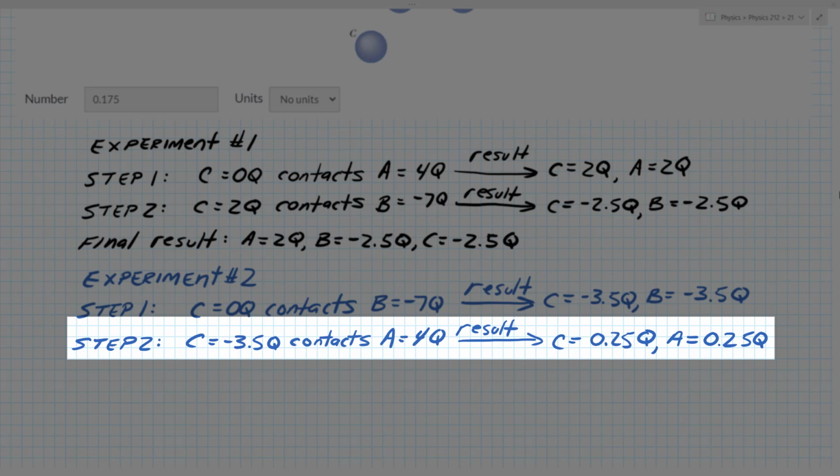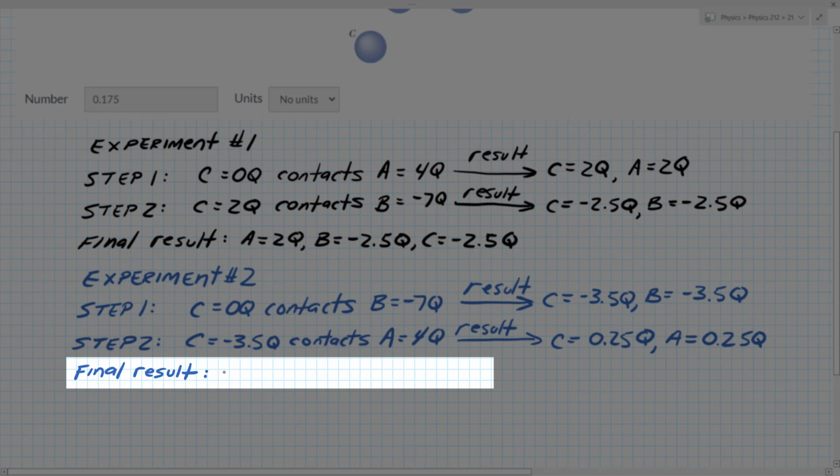Step 2, sphere C, which now has a charge of -3.5Q, contacts sphere A, which is at its initial state of positive 4Q. Before contact occurs, I have -3.5Q plus 4Q, or 0.5Q before contact. After contact, C has a charge of 0.25Q, and A has a charge of 0.25Q. So the charges have redistributed, but charge is conserved, and I end up again with 0.5Q amount of charge. Here's my final result. Sphere A ends up with a charge of 0.25Q, B ends up with negative 3.5Q, and sphere C ends up with a charge of negative 3.5Q.